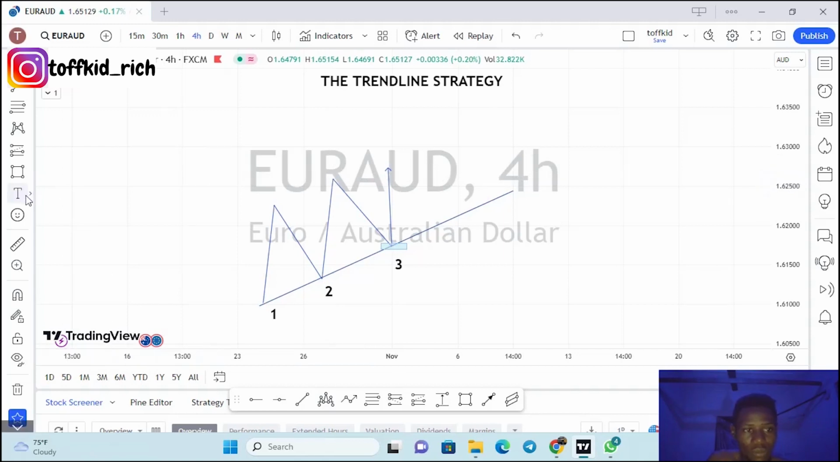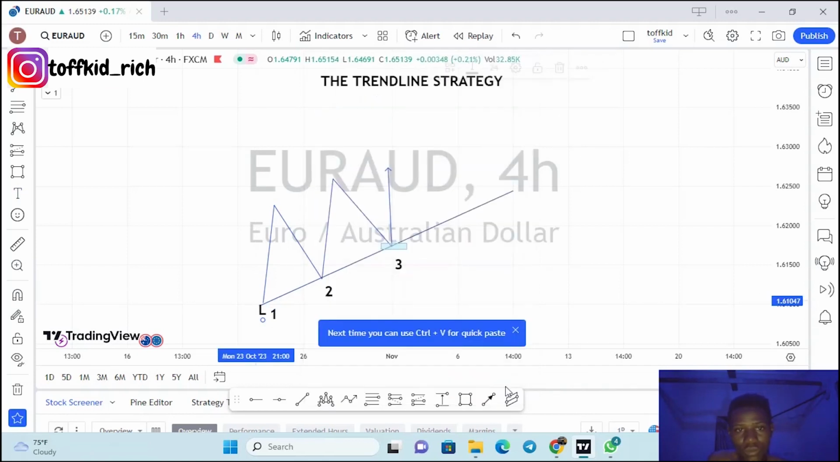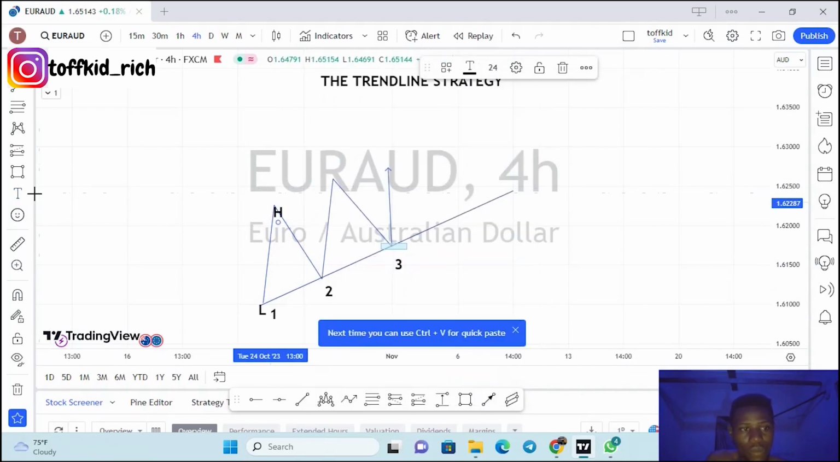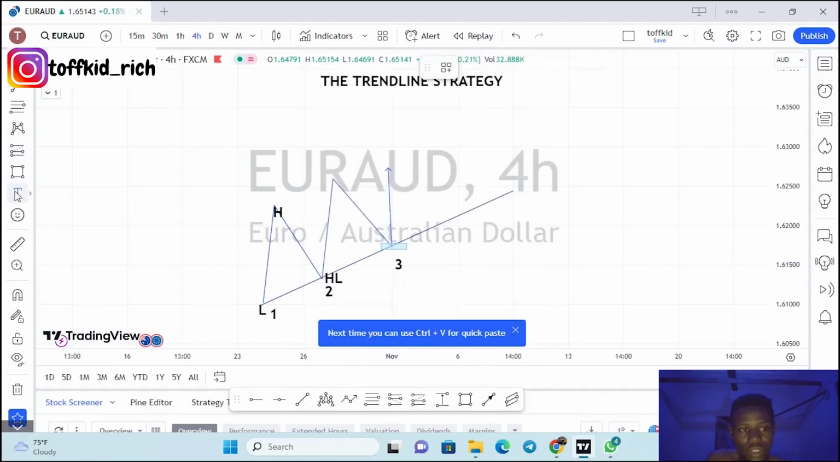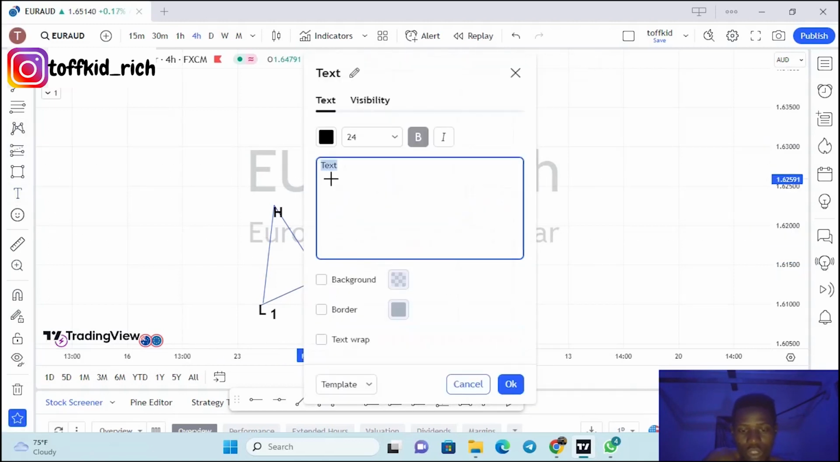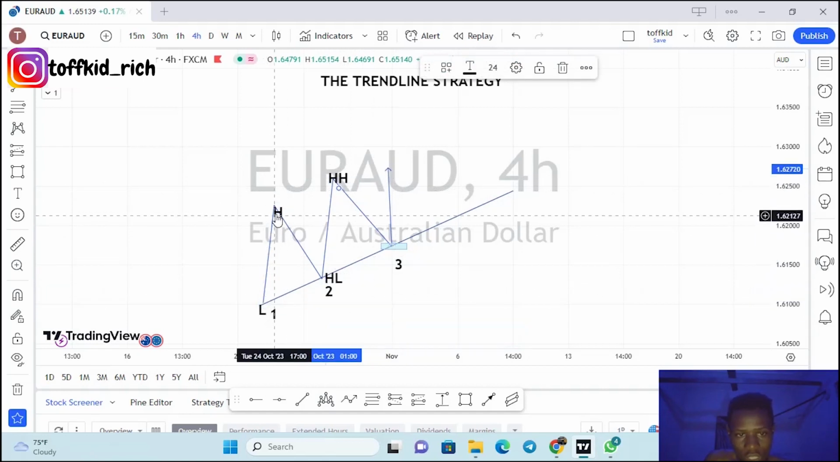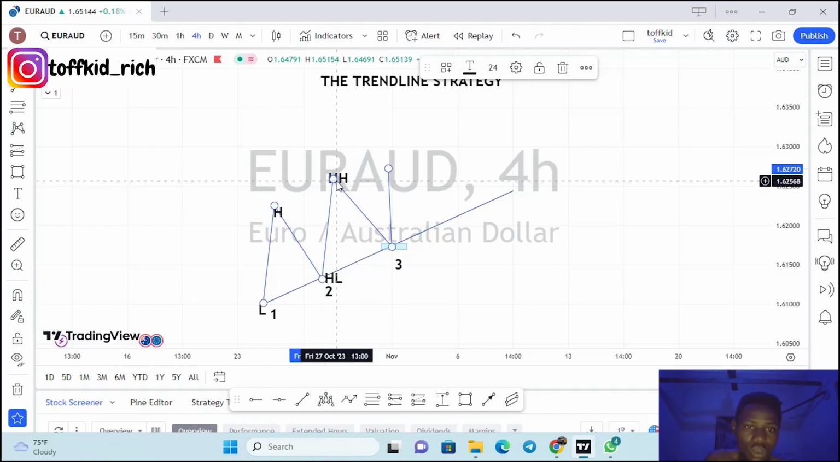So let's get this straight. Here is the low, and then here is the high, and here is the higher low, and here is also the higher high. So let's set the record straight: if here is a low, here is a high, and now here is a higher low, then here will also tend to be a higher high.